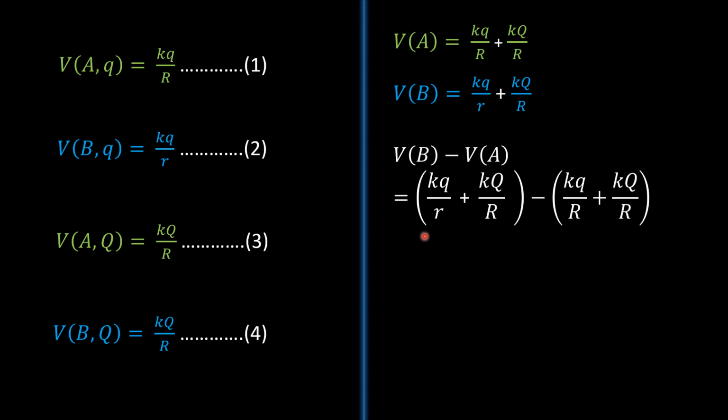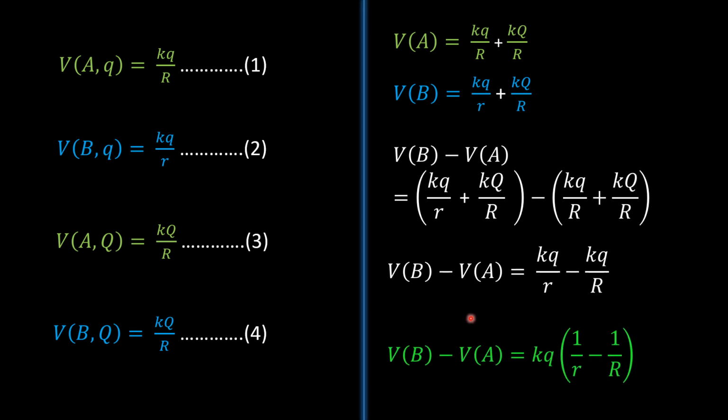See, now I have kQ by R in the first bracket also and kQ by R in the second bracket also, which will be cancelled out if I take subtraction. And hence VB minus VA is k small q by small r minus k small q by capital R. Taking kq out, this is what we get. So what does it mean? Now look at the first term here, 1 by small r. This is the smaller radius and hence this number will always be larger than the second number, 1 by capital R. And that indicates that VB will always be greater than VA.